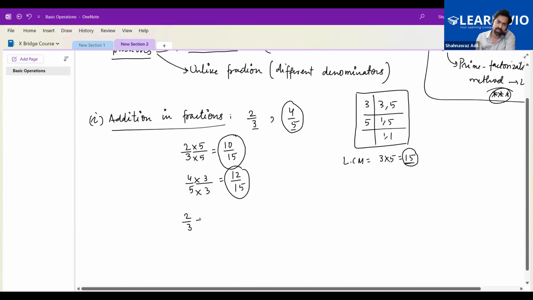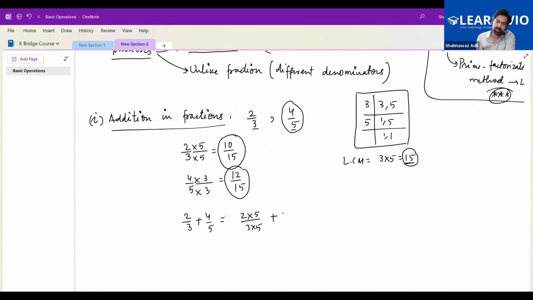So 2 by 3 and 4 by 5. So this would be 2 into how much? 5, and then 3 into 5 plus 4 and then 5, 3 into 3. So this is 10 by 15 and then 12 by 15. So this is 22 by 15. Right? So this would be your answer.